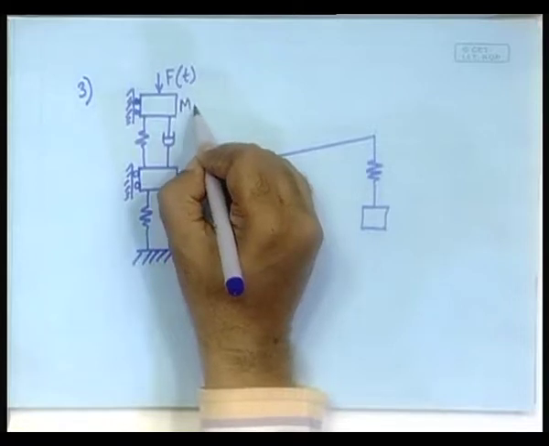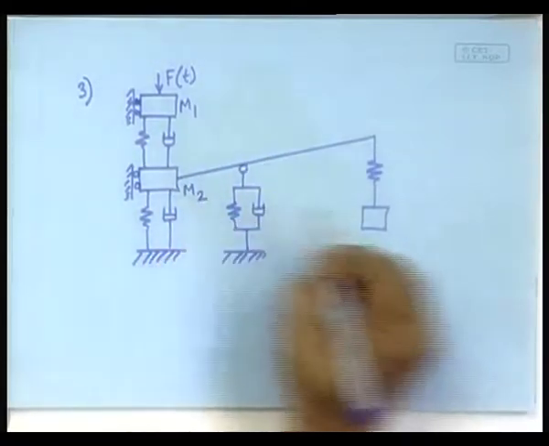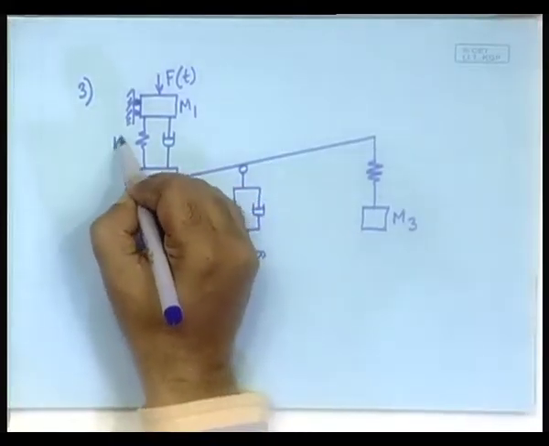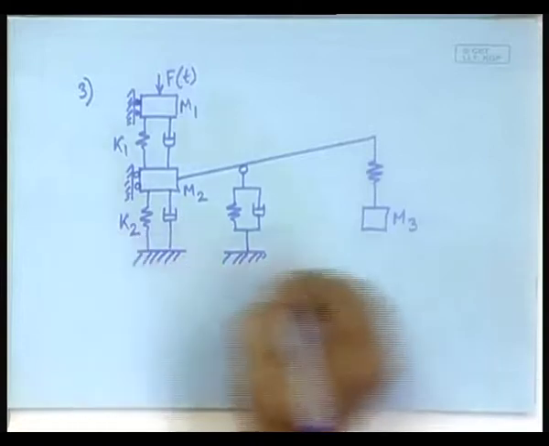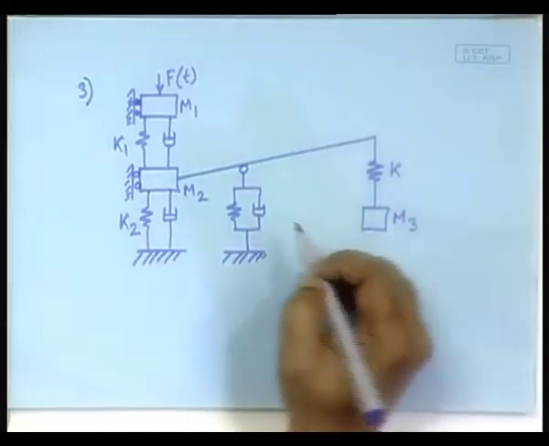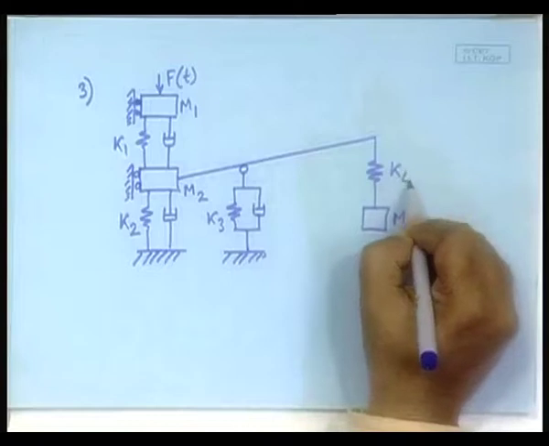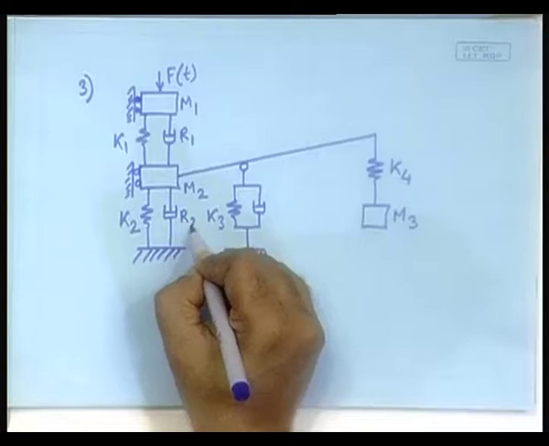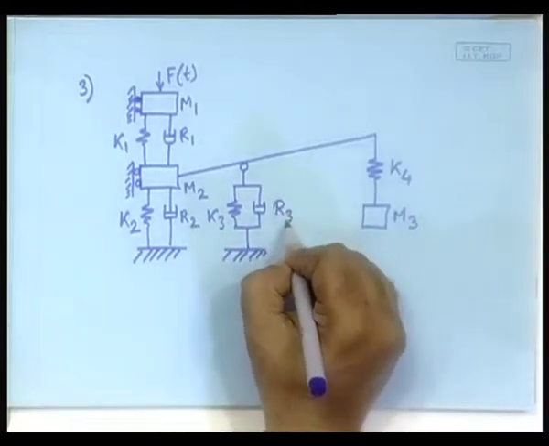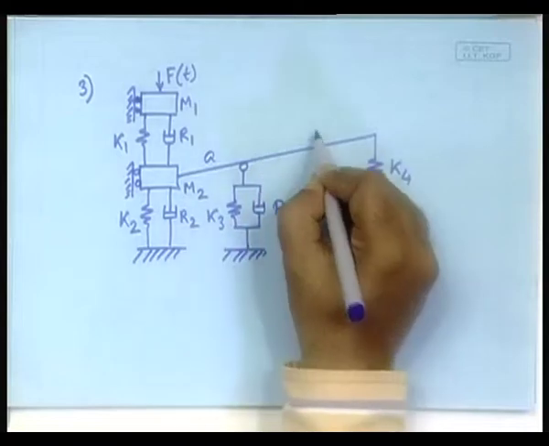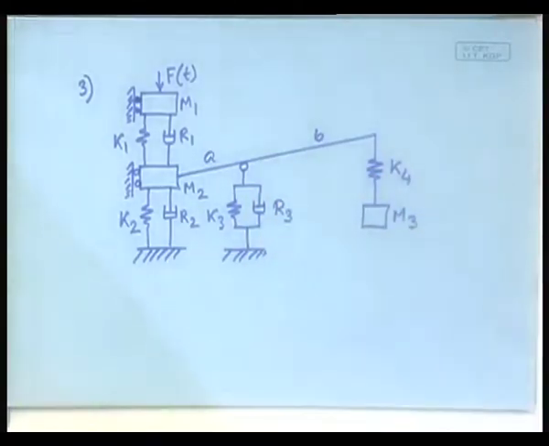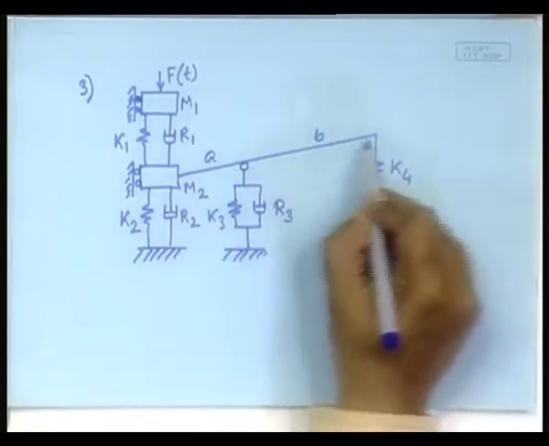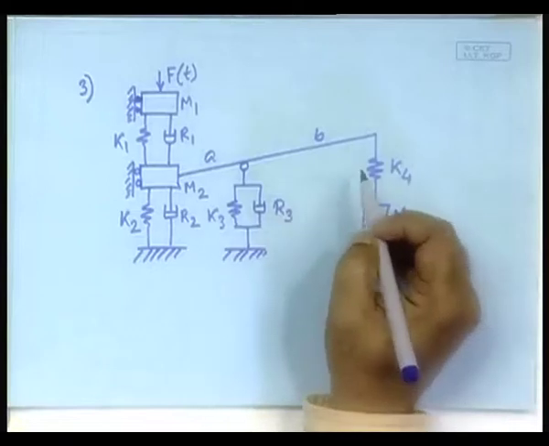This is M1, this is M2, this is M3, K1, K2, K, there is another K3 and K4, R1, R2, R3, A, B. Fine, but the point is that while this one goes up and down, if you assume that this is inclined, then the problem will become very complicated.